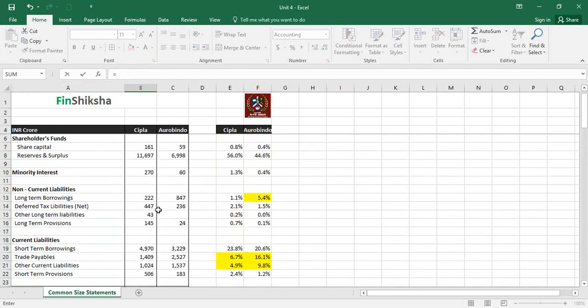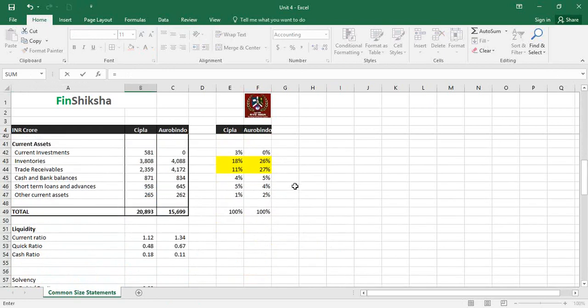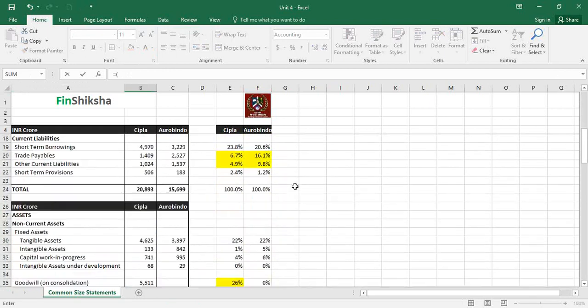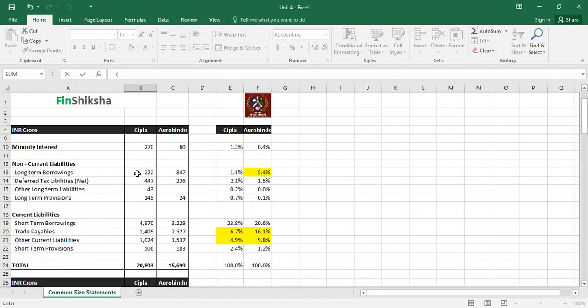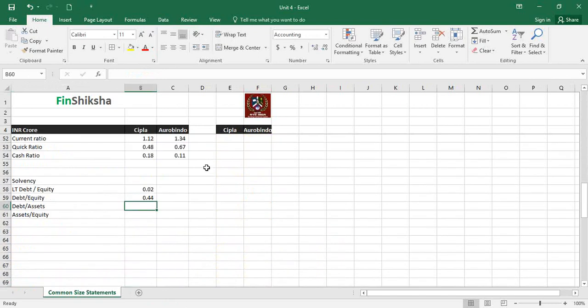So long-term debt is long-term borrowings divided by equity. That's the sum of share capital and reserves and surplus, correct? Debt by equity is total debt. So we have to add the long-term ones with the short-term borrowings, correct? And divided by the sum of these two, right? I have put one extra bracket. I'll remove that, and that comes as debt by equity.